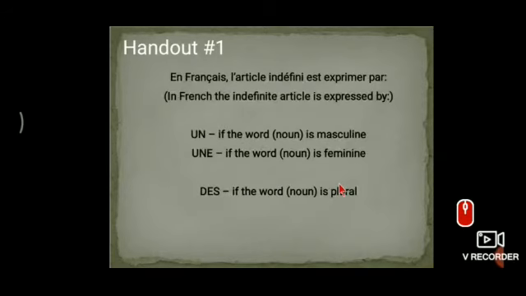So handout 1. En français, l'article indéfini est exprimé par. In French, the indefinite article is expressed by un if the noun is masculine, une if the noun is feminine, des if the noun is plural. So I'll make it short, un, une, des. Both un and une mean a or an. Un is used for masculine and une is used for feminine. So des is used for plural.